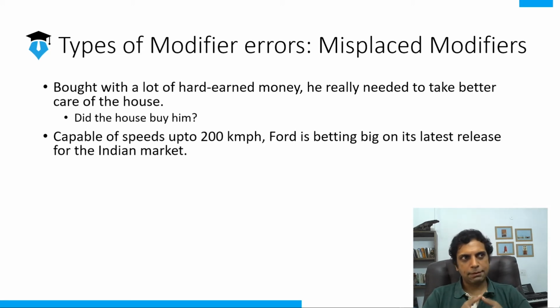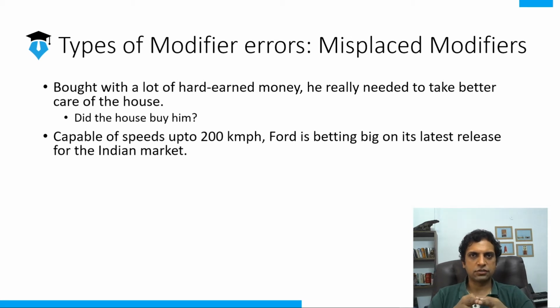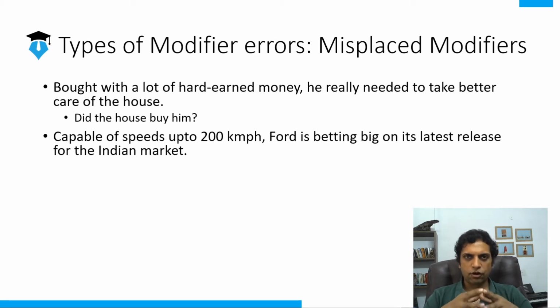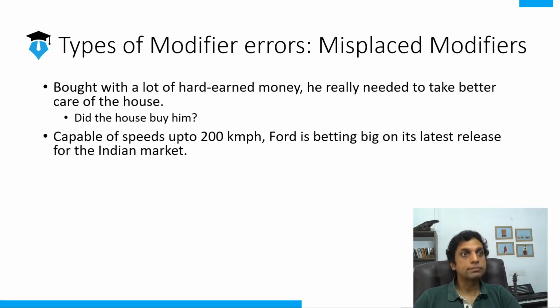Another example: capable of speeds of up to 200 kilometers an hour, Ford is betting big on its latest release for the Indian market. So what exactly is capable of speeds of up to 200 kilometers an hour? Is it the company? Companies can't run, I would hope. Or is it the car, the latest release being referred to? It's the car. The problem is the modifier is right next to Ford.